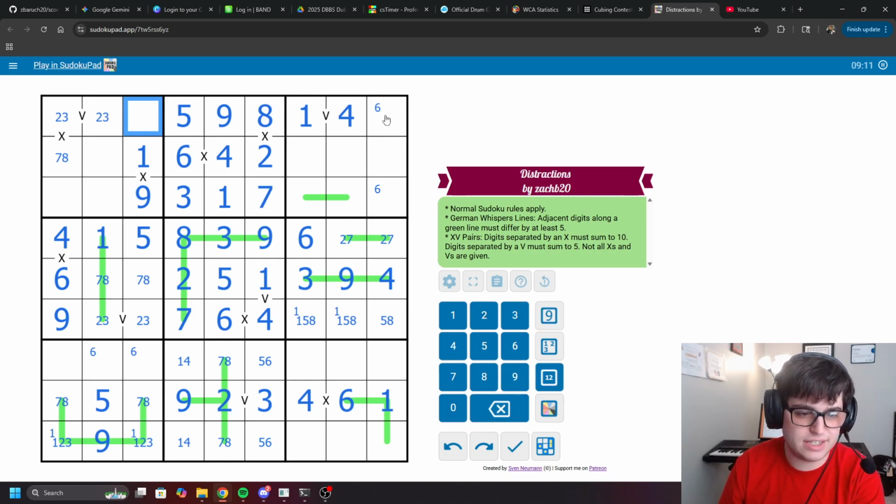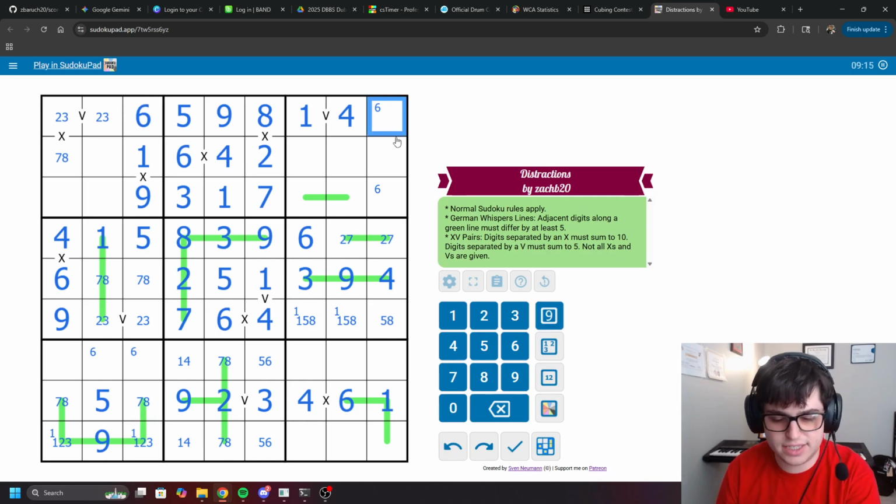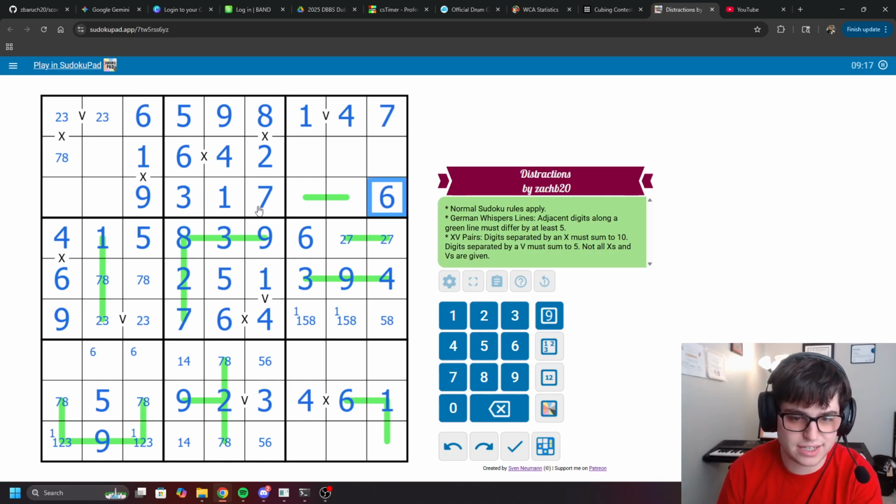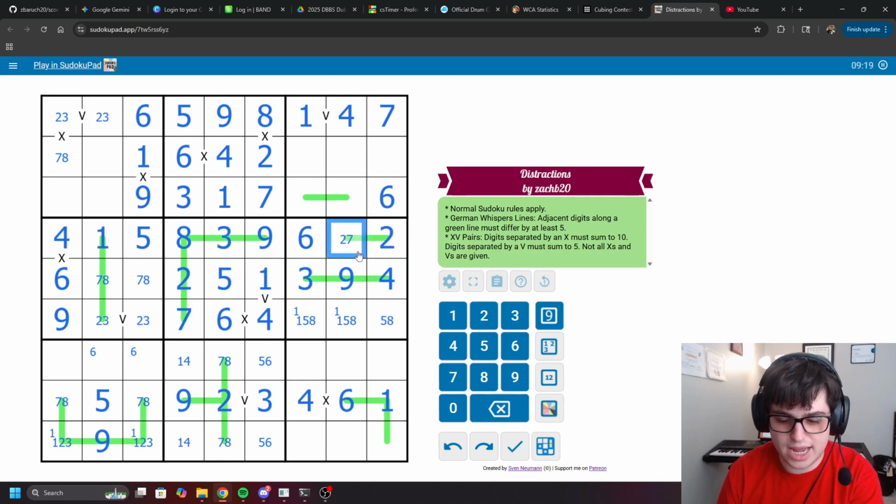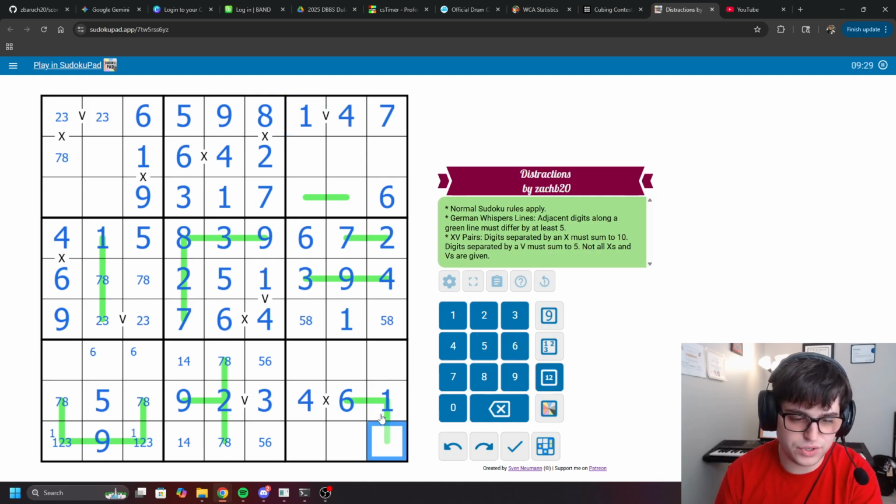And we have 6 and 7, and again, the 7, 8 pair says that this is going to be the 6, this is going to be the 7, places 6 down there. And we can do a little bit more Sudoku. We can place a 1, this is this one. Right. We also know that this is a high digit.